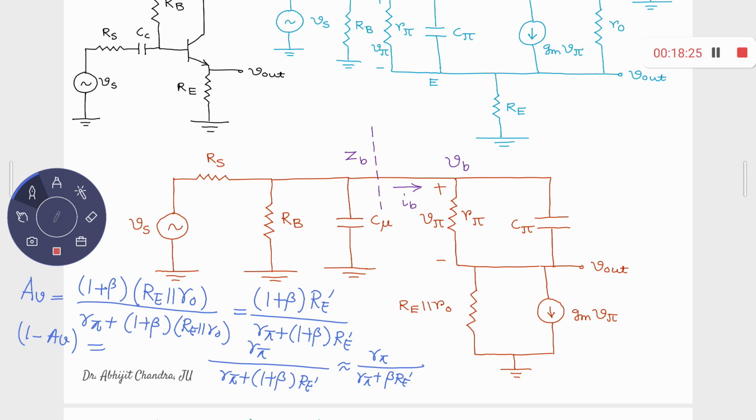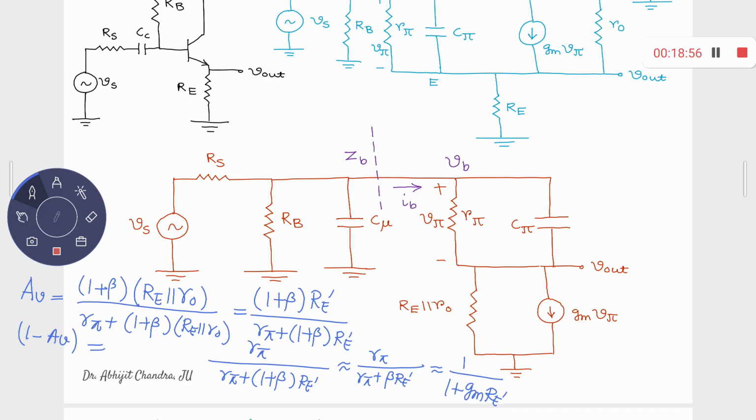GM. Right? So now if I divide the numerator and denominator by R pi, what is that? It's basically 1 by 1 plus GM RD prime. So 1 minus AV is coming out to be 1 by 1 plus GM RD prime, approximately. That is 1 minus AV.